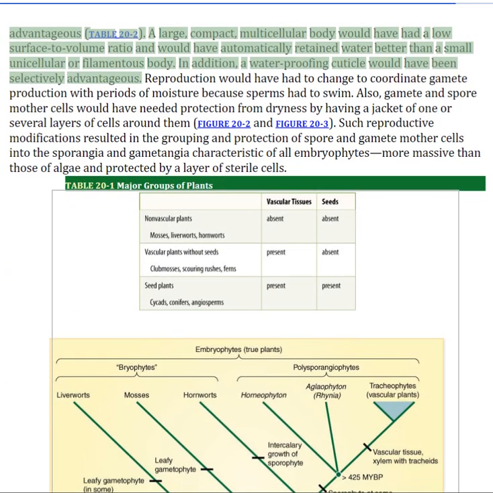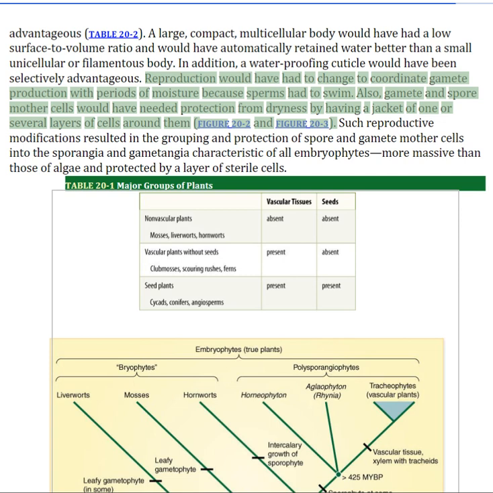advantageous. A large, compact, multicellular body would have had a low surface-to-volume ratio and would have automatically retained water better than a small unicellular or filamentous body. In addition, a waterproofing cuticle would have been selectively advantageous. Reproduction would have had to change to coordinate gamete production with periods of moisture because sperms had to swim. Also, gamete and spore mother cells would have needed protection from dryness by having a jacket of one or several layers of cells around them.